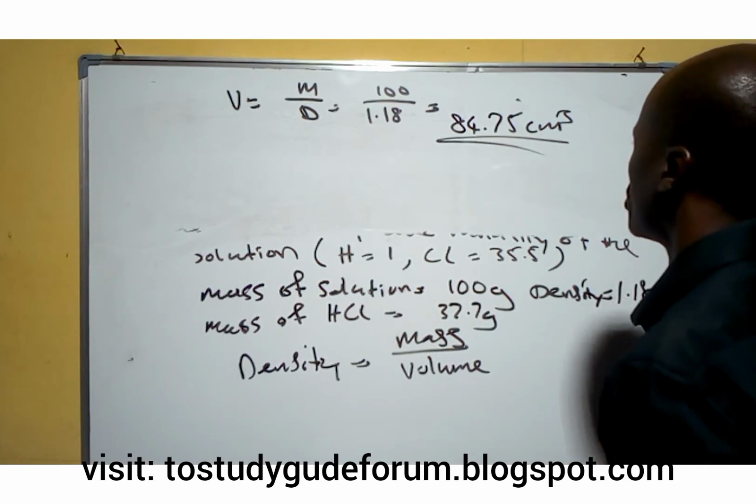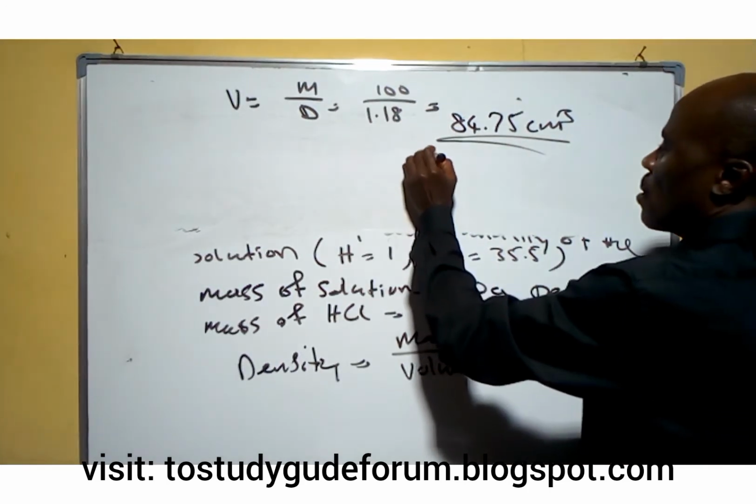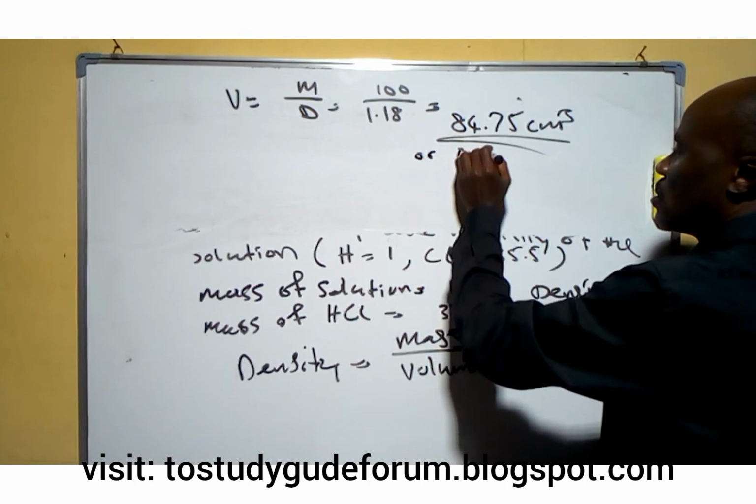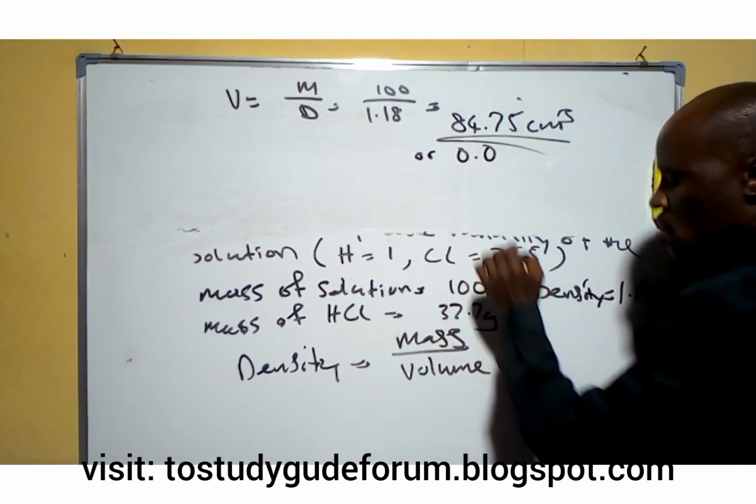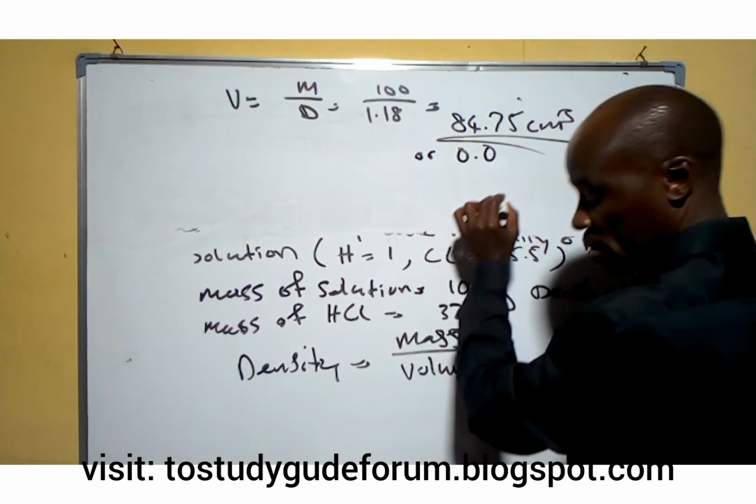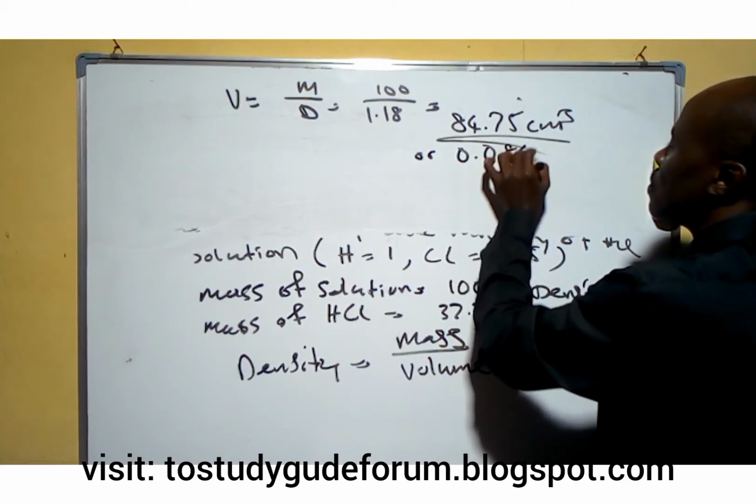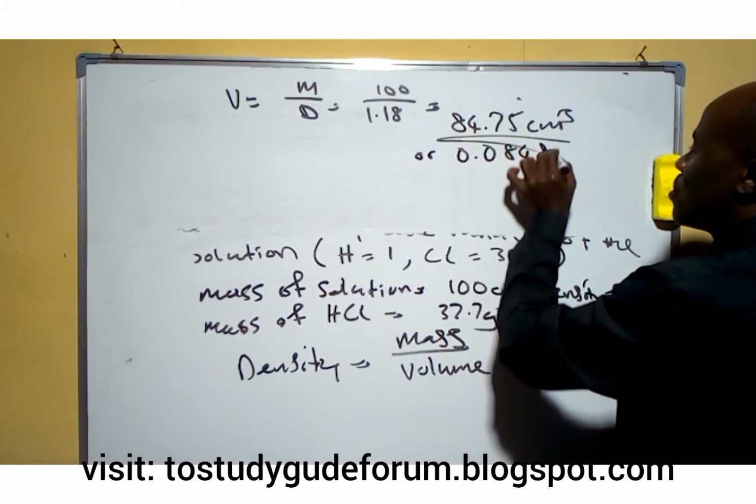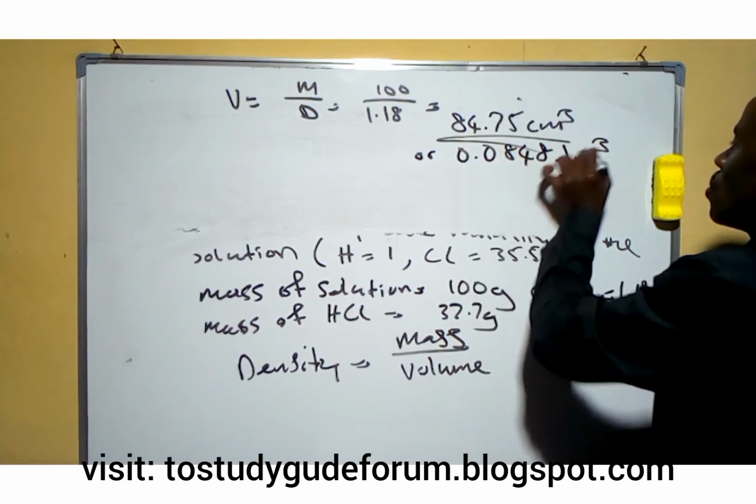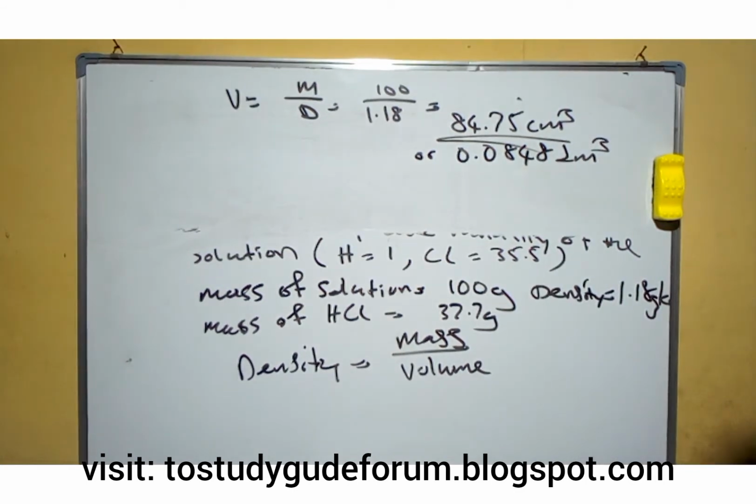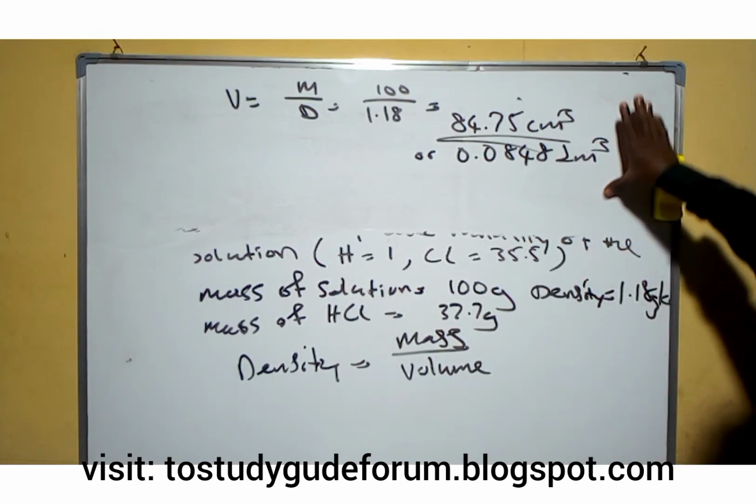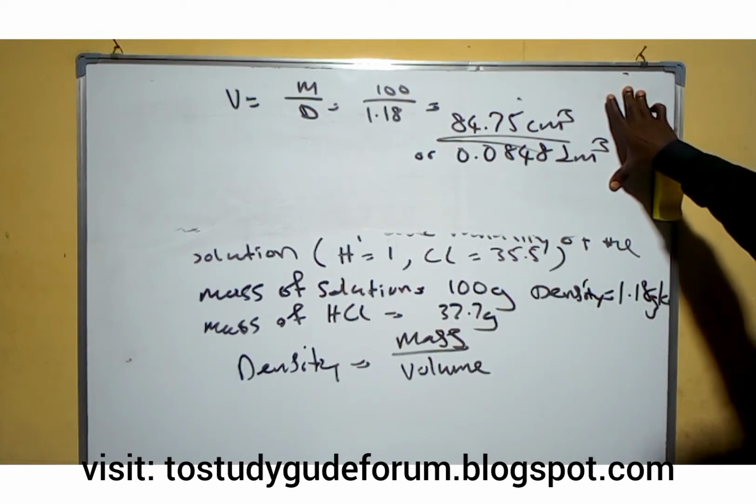84.75 cm cube, which is the same thing as 0.08, or we can make it approximately 0.0848 dm cube. So now we have the volume of the solution.